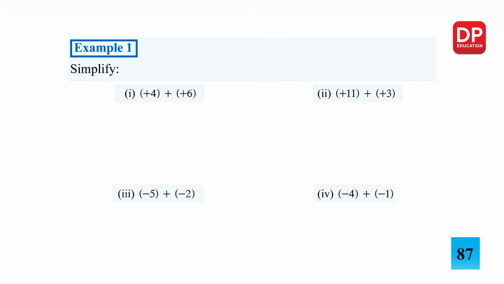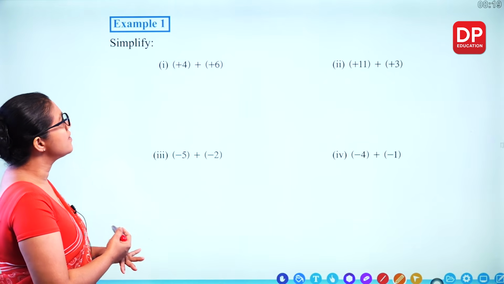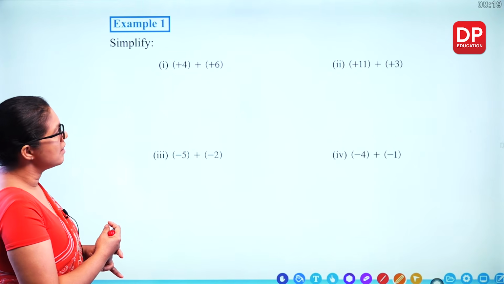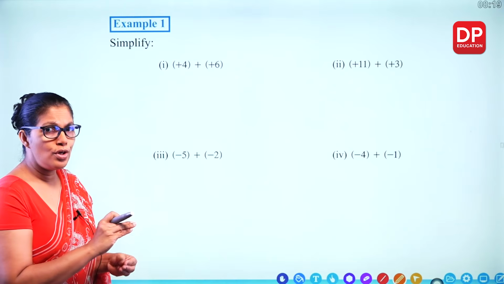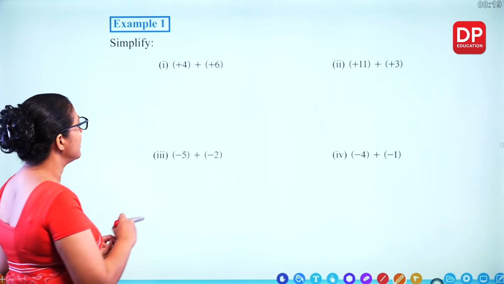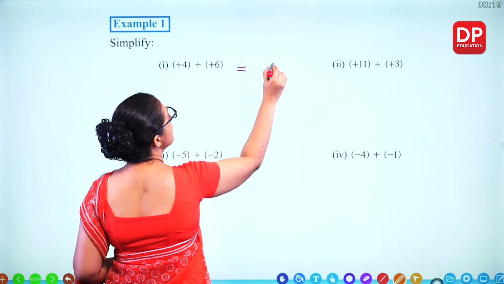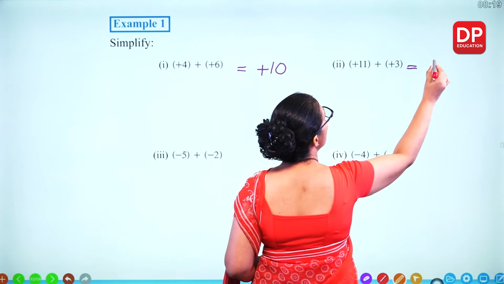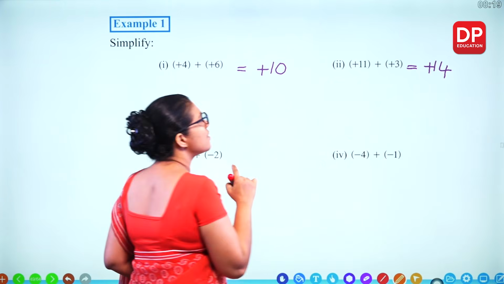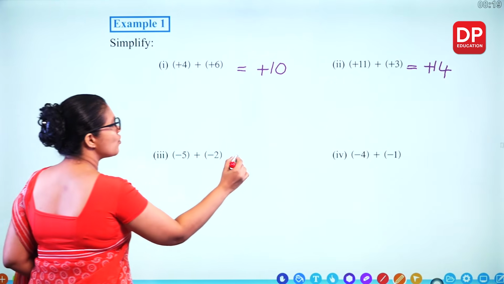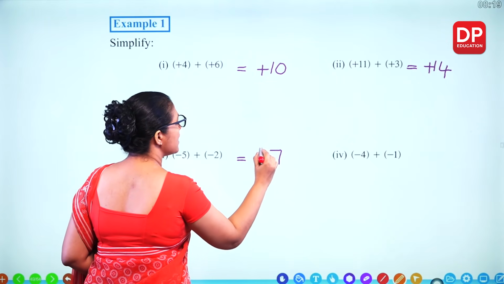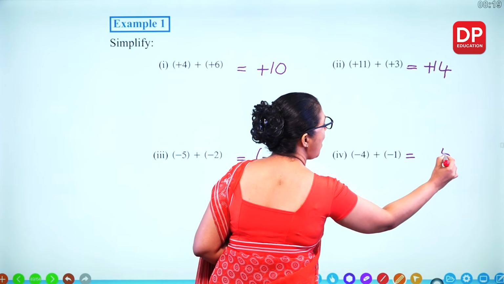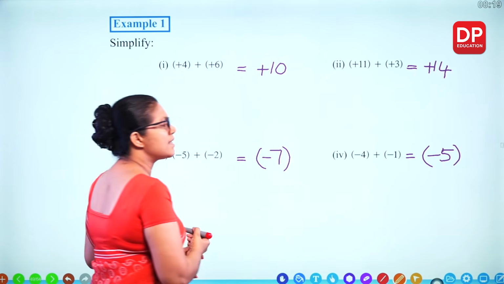Example number 1. Simplify. So now this is without a number line. So same sign addition. All these same signs. So what you do? Add it and put the sign. 6 and 4, 10. Plus is given, so plus 10. 11 and 3, 14. Both pluses, so you get plus. 5 and 2, 7. Both minus, so you get minus 7. 4 and 1 addition is 5. Both negative, you get negative 5.